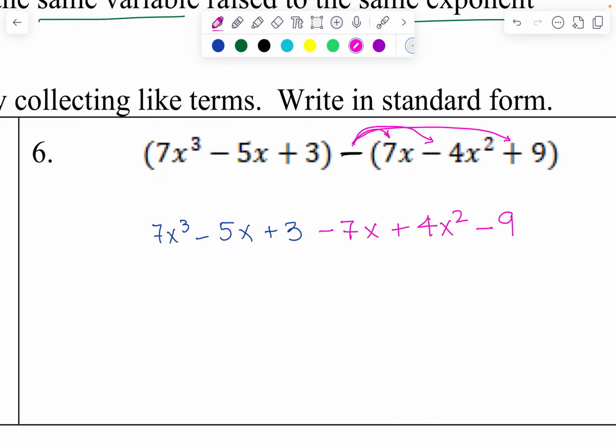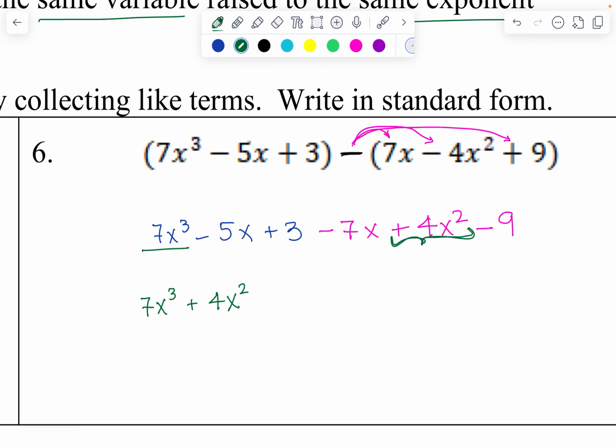Combine like terms. Let's collect like terms. We don't have any other x cubes apart from this guy. So we've got a 7x cubed. Next comes an x squared. Our other x squared is right here. There are no others, so plus 4x squared. Notice how I'm taking the sign in front of my term.